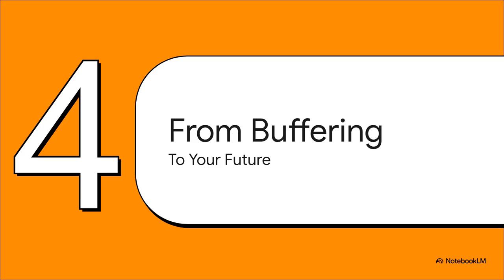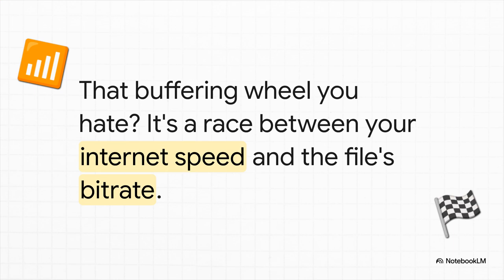Okay, so that's the science. But why does any of this matter when you're just trying to watch a cat video? Well, because it explains some of the most common and annoying experiences we all have online. You know that dreaded buffering wheel? That spinning circle of doom? That is literally a race happening on your screen. It means your device just can't download the data, which is determined by the file's bitrate, as fast as it needs to play it. Your buffer, that little reserve of pre-downloaded data, has run out.